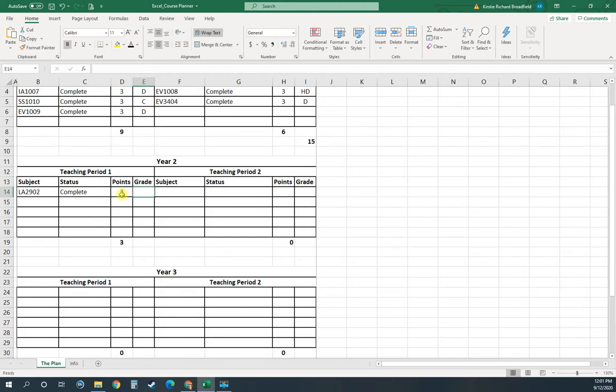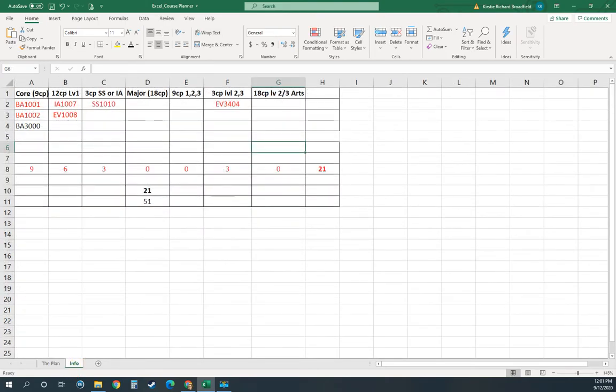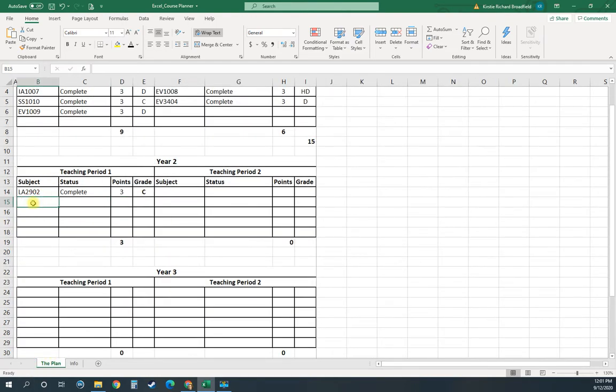So that's, again, your 3 credit points. And then once you finish the subject, you can put in your grade. And then I now know that LA 2902 is one of my subjects here for my any subject at a level 1, 2 or 3. And then going on to filling them down, I can now just select across here.